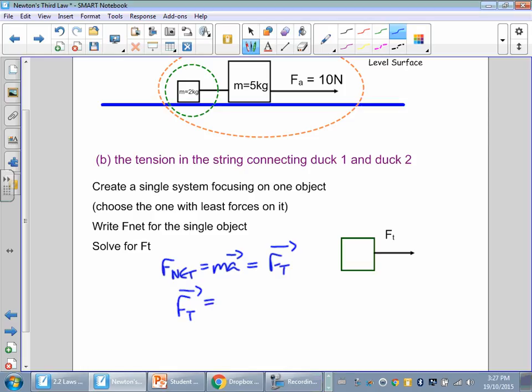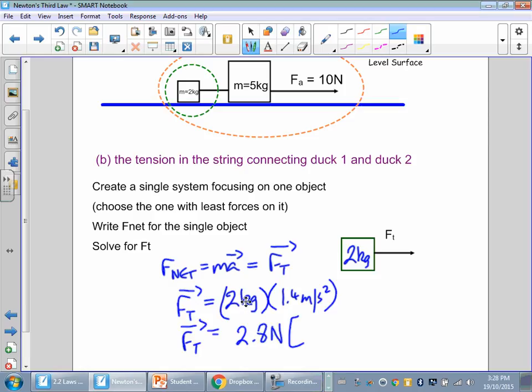So FT is equal to, in this case, the mass of the back duct, which is 2 kilograms, multiplied by our acceleration from part A, which is 1.4 meters per second squared. Because yes, this is the acceleration on each individual object also. And we get a figure of 2.8 newtons. And because it's moving to the right, I suppose we should really put in the directional component, and we're going to put in R for that.